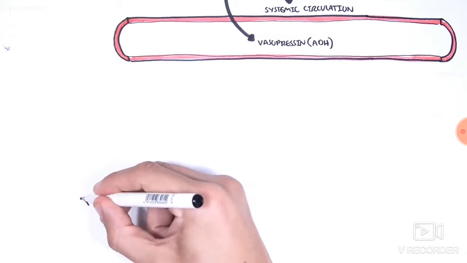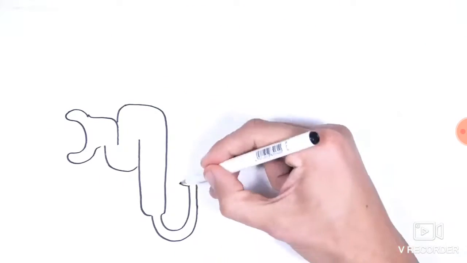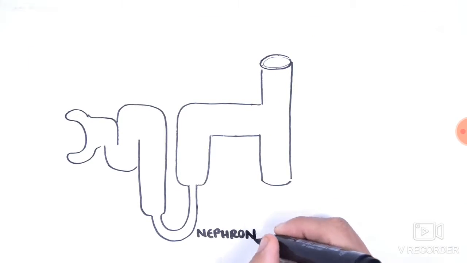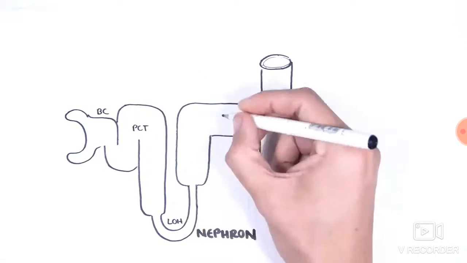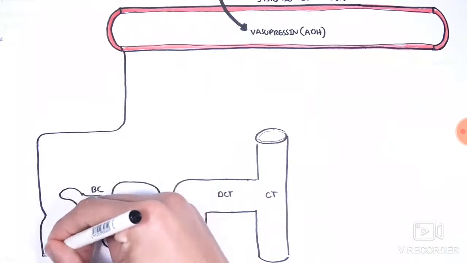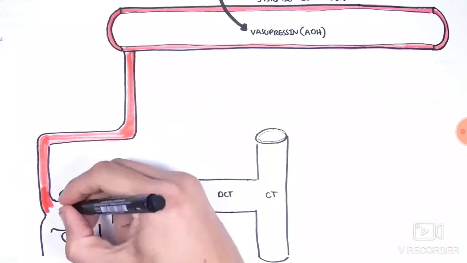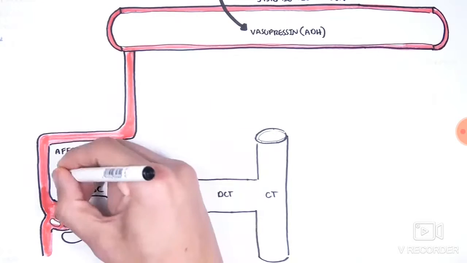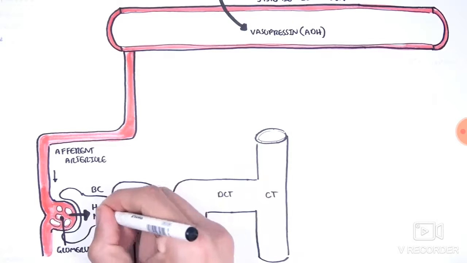Antidiuretic hormone targets the distal part of the nephrons to increase aquaporin channels, which results in water retention. The nephron is made up of the Bowman's capsule, the proximal convoluted tubule, the loop of Henle, the distal convoluted tubule, and the collecting ducts. The afferent arteriole carries blood into the nephron, forming the glomerulus. The glomerulus filters blood into the nephron.